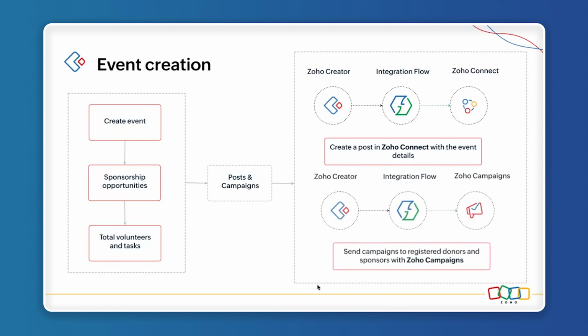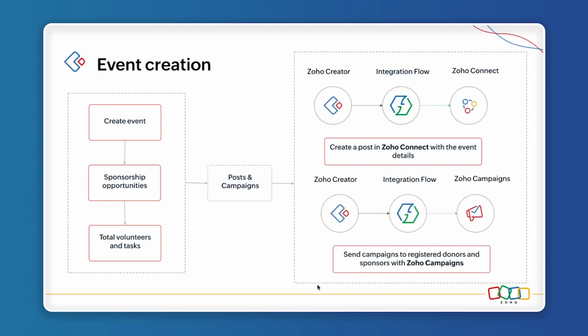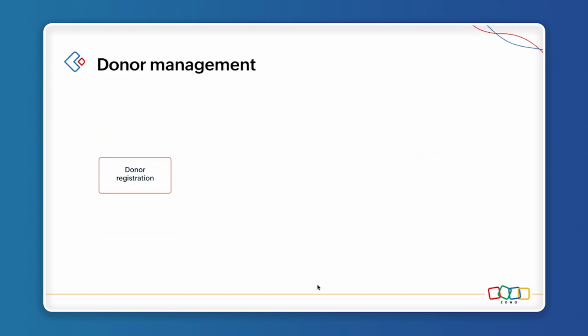This is the first step. And second is campaigns, sending campaigns. For which I'm using a product called Zoho Campaigns. I have integrated my Zoho Creator account with my Zoho Campaigns account with the help of an integration flow. So from Creator itself, I can create the campaigns and I can send them. So this is how we are managing the first module, event creation.